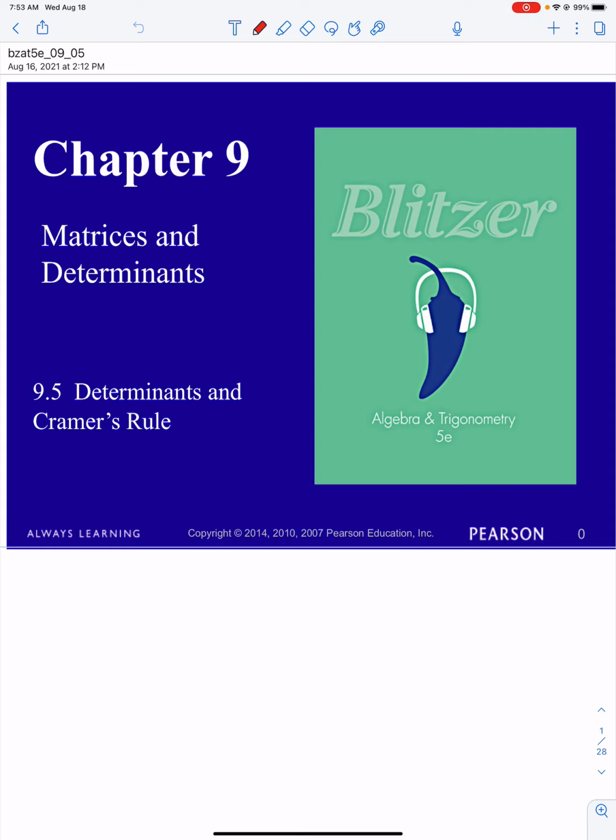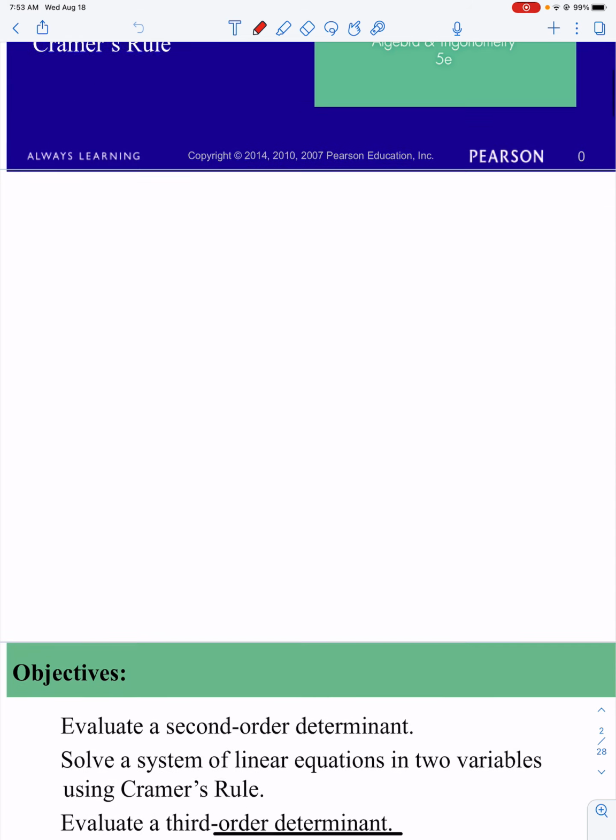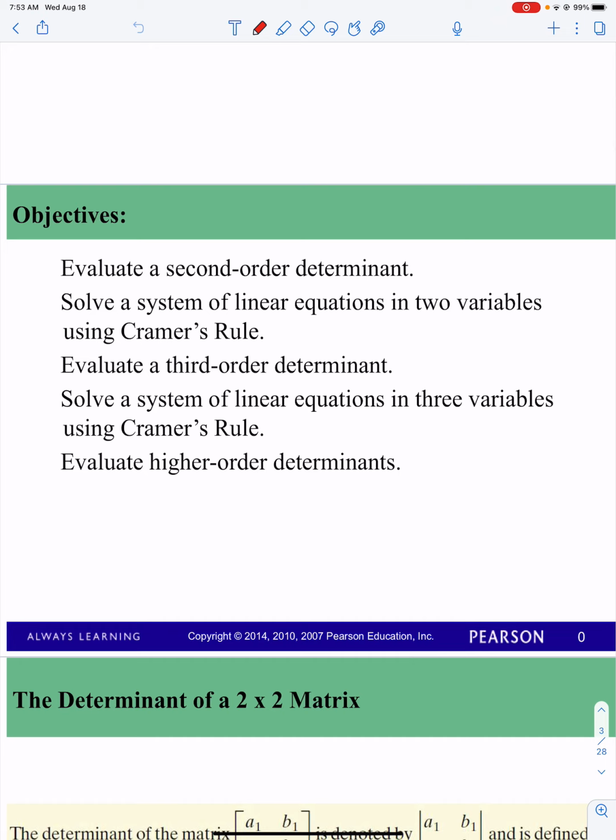Okay, so now we want to talk about the last section of pre-calculus, chapter 9.5, determinants and Cramer's rule. The objectives are to evaluate a second order determinant. Actually, I have already given you something before in the inverse of a matrix.